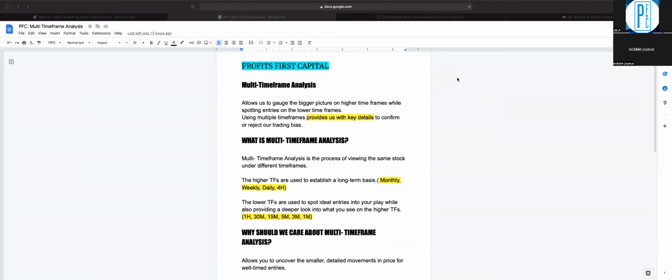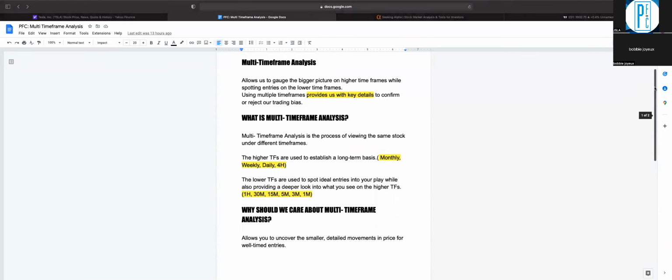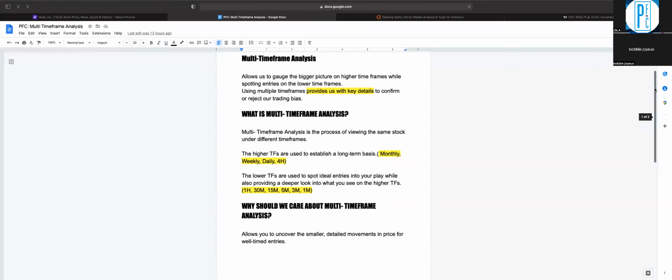All right. The lower time frames are used to spot ideal entries into your play while also providing a deeper look into what you see on the higher time frames. Let's say you see a bearish candlestick on the daily time frame. The lower time frames are going to provide you with an even deeper look. That bearish candle might be a head and shoulders on a lower time frame. It might be a bear flag on a lower time frame.